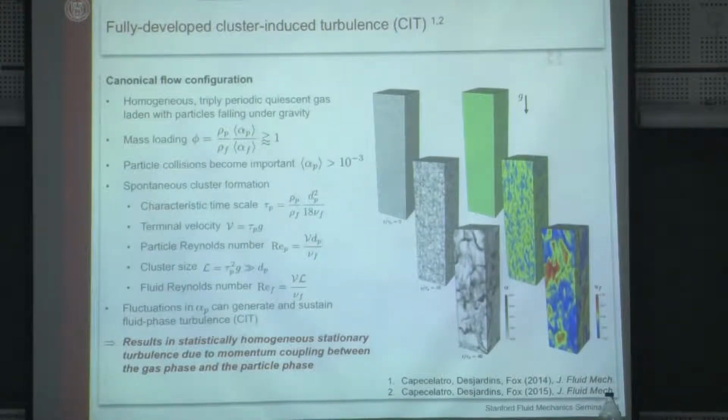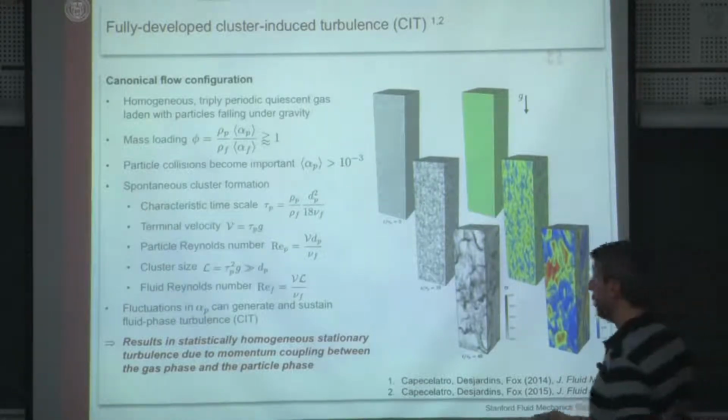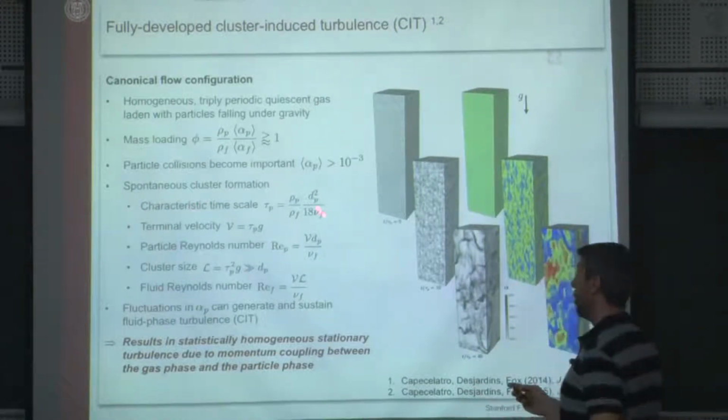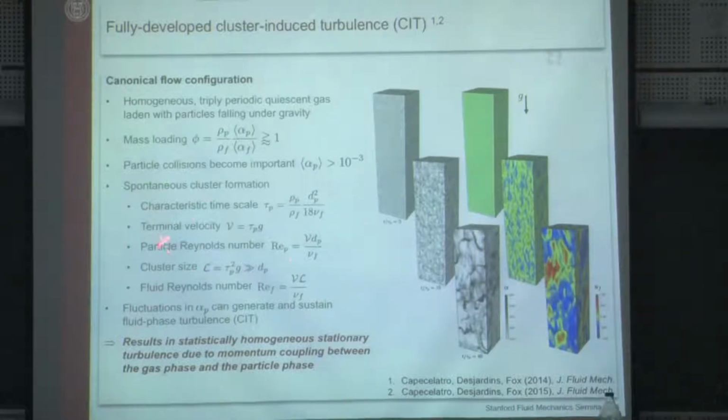All right? Well, we can do some a priori analysis. The important number here for us is going to be, again, our mass loading. We're going to call it phi. We're going to want it to be larger than 1. The collisions are going to matter. We're going to be looking at some basic non-dimensional characterization of the problem.